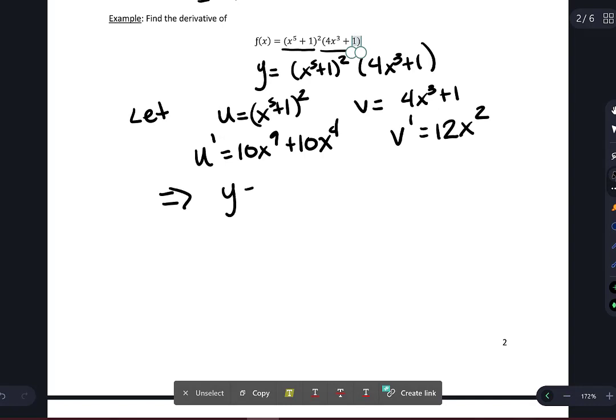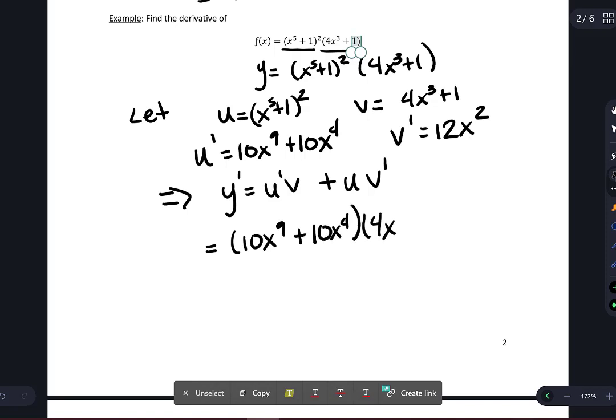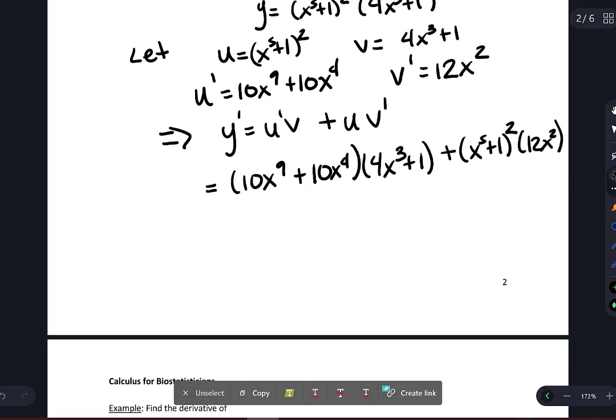So y prime is going to be equal to u prime times v plus u times v prime, which is going to be equal to (10x^9 + 10x^4) times (4x^3 + 1) plus (x^5 + 1)^2 times v prime, which is 12x^2. All right, and then from here you would want to simplify this. And I will leave that for you to do on your own.